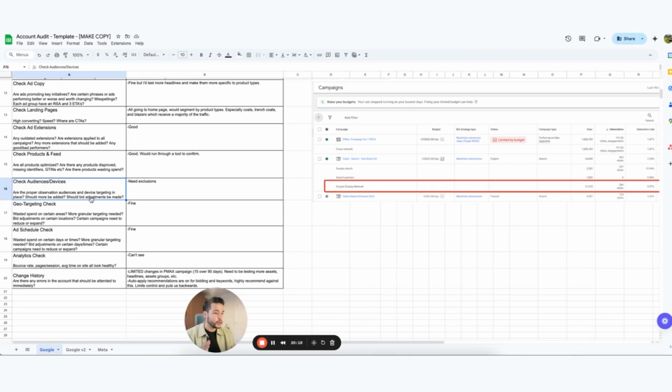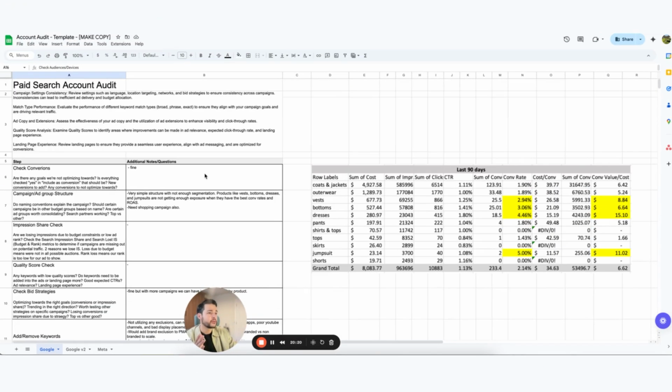So here we are. This is an account audit, right? It's very simple how to run through. It just helps you ask the right questions. More often than not, we don't know what questions to ask because we don't live in these platforms or these tools. So hopefully this was helpful.